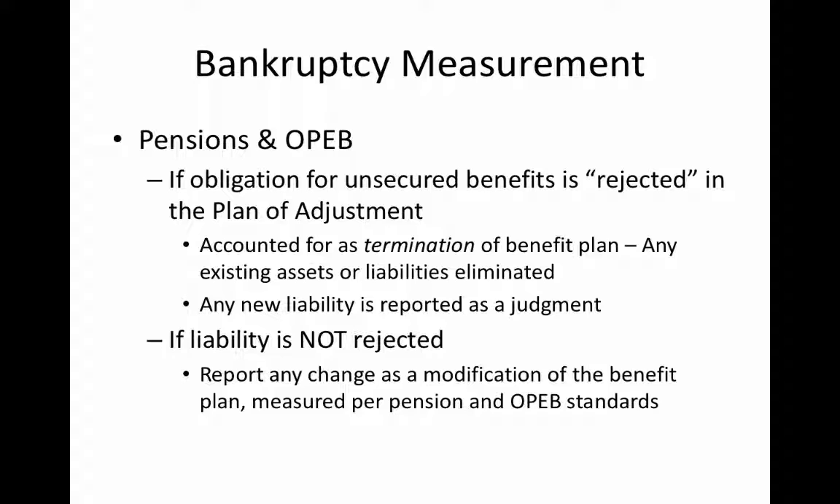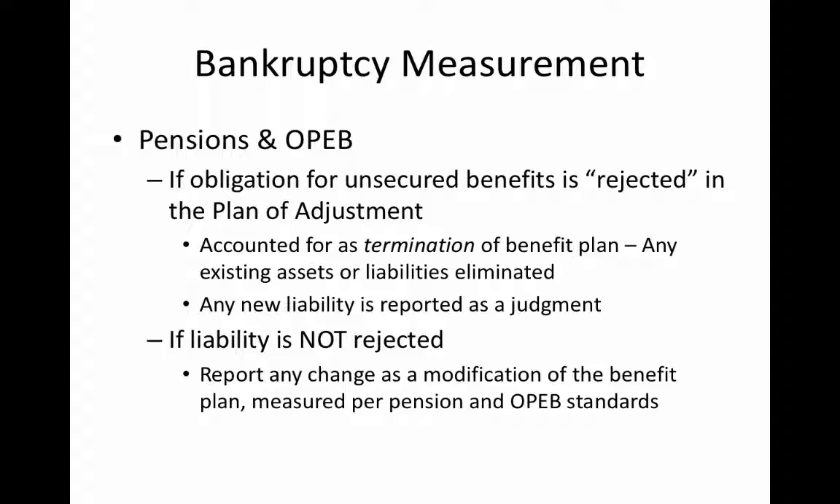pension and OPEB standards. Sometimes the plan of adjustment may replace the existing pension and OPEB plans with a different amount, saying, well, you have to give this amount to the employees instead. That would be reported as a different liability, and in fact as a judgment, rather than as a pension or OPEB liability that would need to continue to be measured and disclosed under the pension and OPEB standards. It's not typical that they would outright reject the entire post-employment benefit plan.